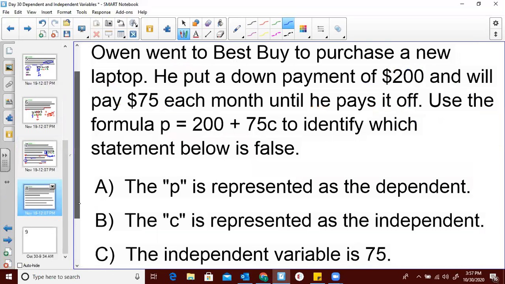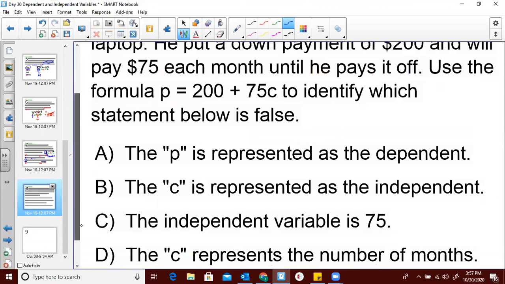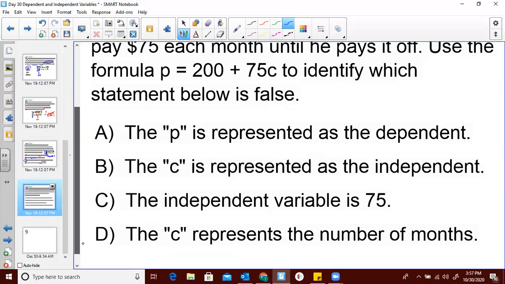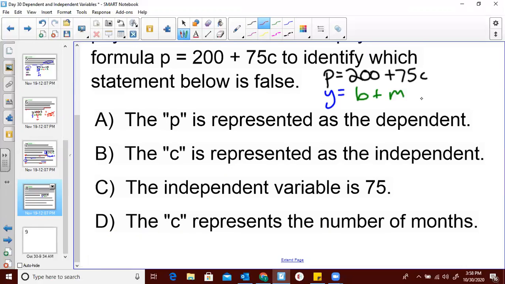All right, last one. Owen went to Best Buy to purchase a new laptop. He put down a payment of $200 and will pay $75 each month until he pays it off. Use the formula P equals 200 plus 75 to identify which statement below is false. All right, so these ones are probably the most tricky because you're going to have to look at all four answers because you're looking for which one is false. Also, you see that this is a little different, like when our formula gets moved around, right?